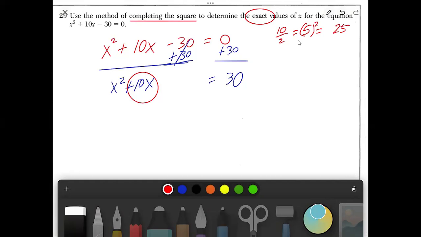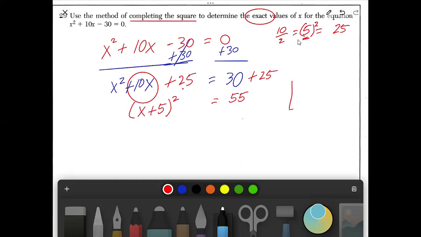Now, let me show you. So I'm going to add 25 here. Now I've got a perfect trinomial, but I can't just add 25 to the left-hand side of the equation. I also have to add 25 to the right-hand side of the equation to keep it in balance. Okay, so now on the right-hand side, this is going to be 55. On the left-hand side, we can now factor this, and it's going to be x plus 5 squared.